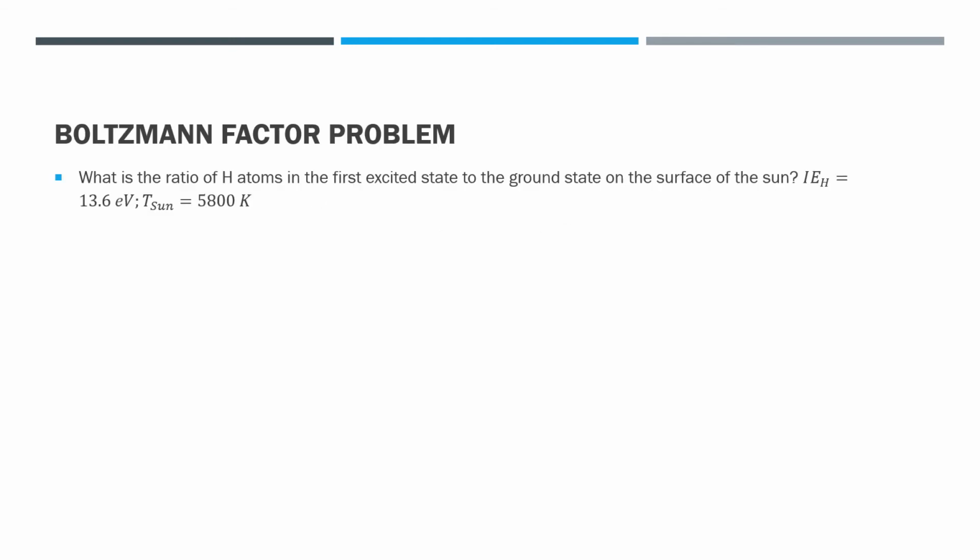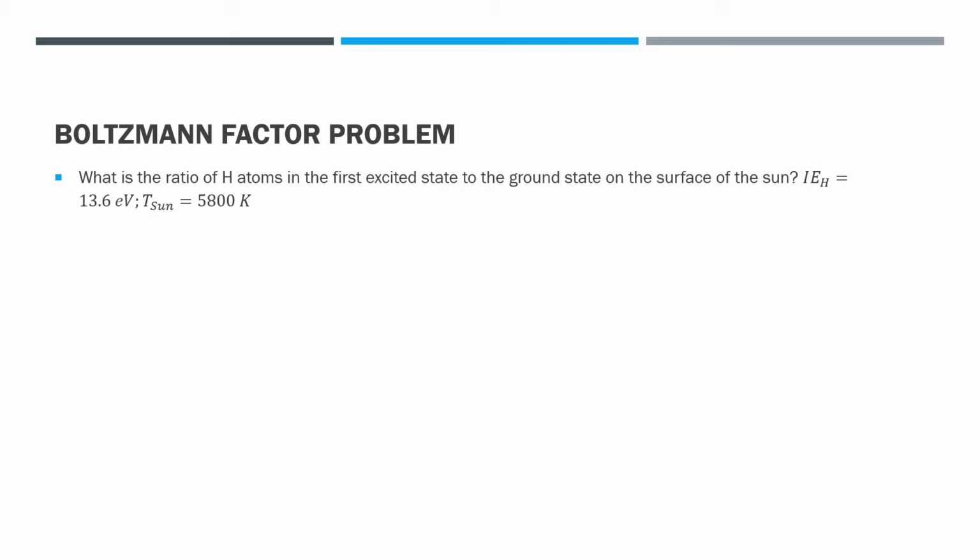So now we're going to go over a Boltzmann factor problem that should give you a sense of how we can use the Boltzmann factor in an actual problem that could come up. The question is, what is the ratio of hydrogen atoms in the first excited state to the ground state on the surface of the sun, given that the ionization energy of hydrogen is 13.6 electron volts and the temperature of the sun is 5800 Kelvin?